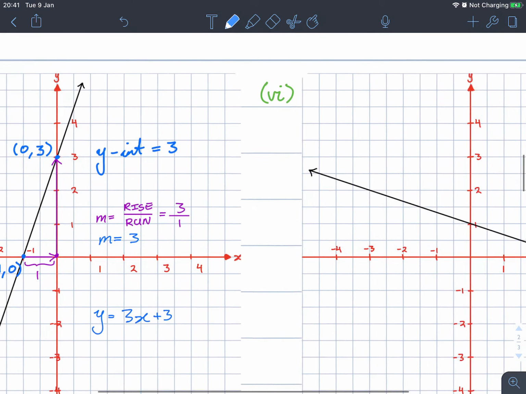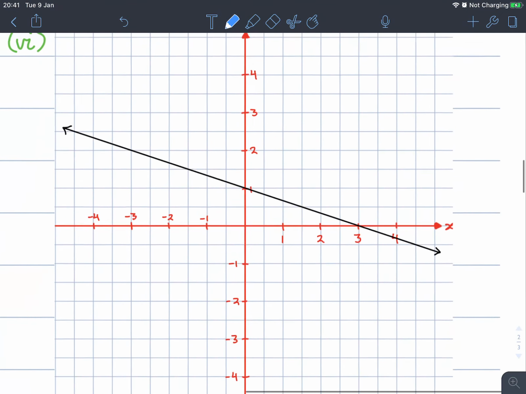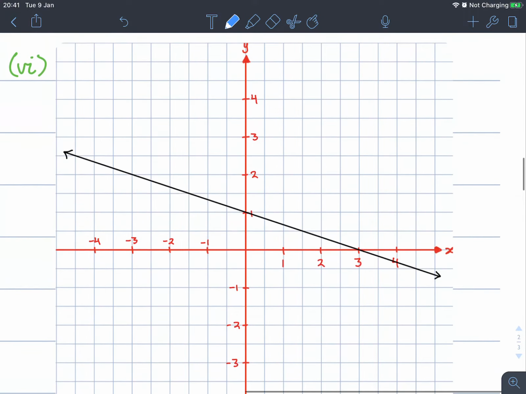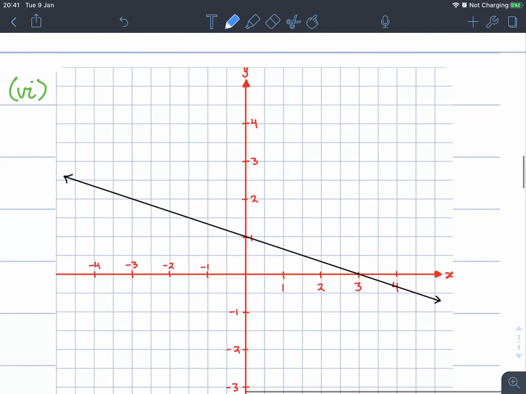Let's do this one more time. Let's first find the easiest point, the y-intercept. It's very clear to see. The y-intercept is where the line crosses the y-axis. So it's this point here. Our y-intercept is equal to 1.